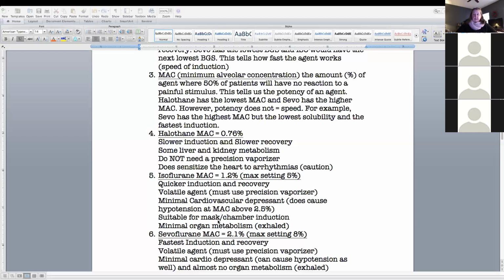It is good for mask and chamber induction because it's quick. Definitely if I had iso and halothane, I'm picking iso because halothane is not a pleasant one. When I say chamber induction, if you're not familiar with that, there's something called a cat box. Some people call it a kitty aquarium. It looks like an aquarium. If you have an aggressive cat, and I will talk about this when I do equipment, you put the cat in the box and then you hook up the gas and they inhale the gas. It's like a little gas chamber. And then when they fall asleep, you can get them out.